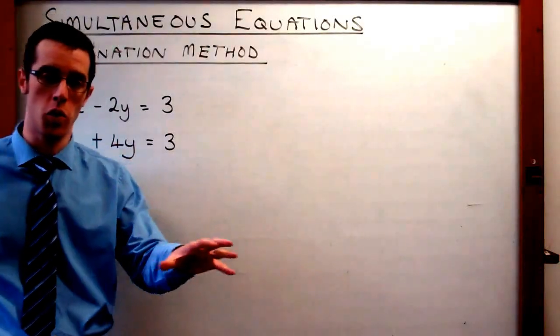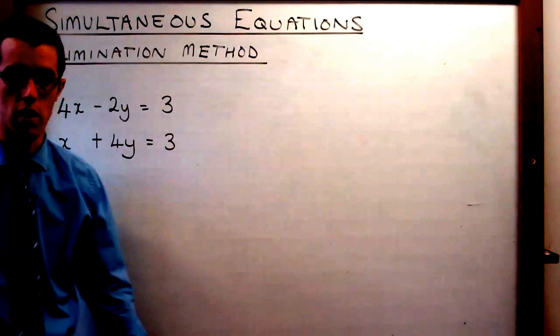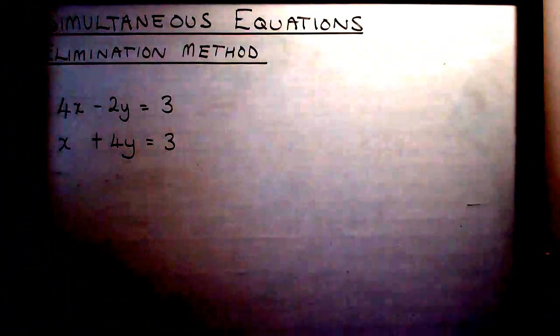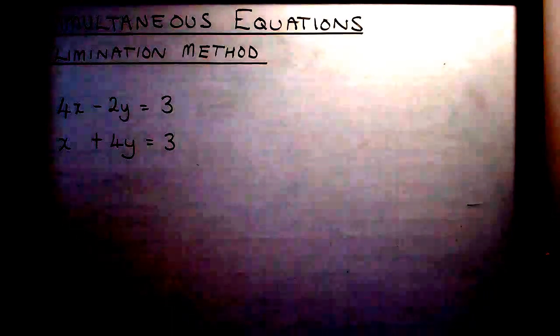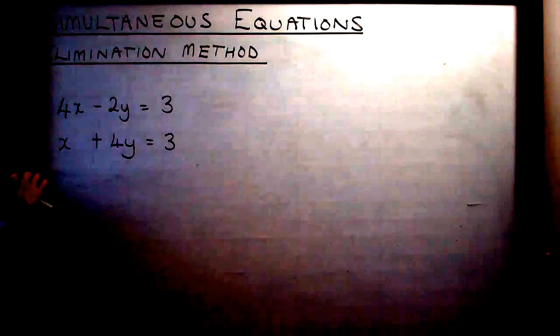Hi everyone, in this video we're going to look a little bit more in detail at the elimination method of solving simultaneous equations. So we've got this system of equations here: 4x minus 2y equals 3 and x plus 4y is also equal to 3. So, how do we go about solving this?